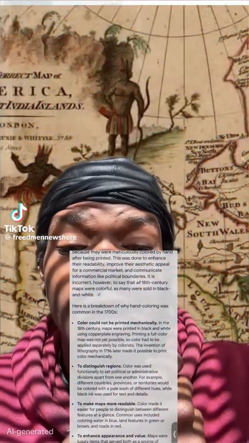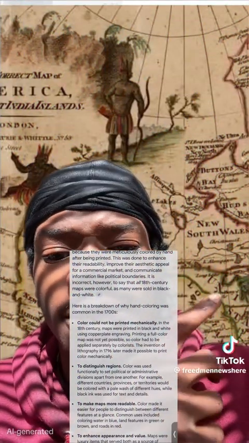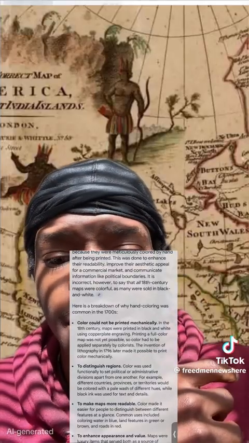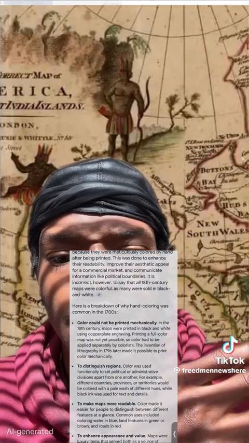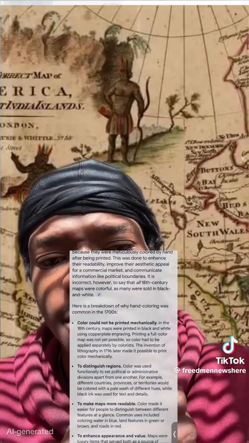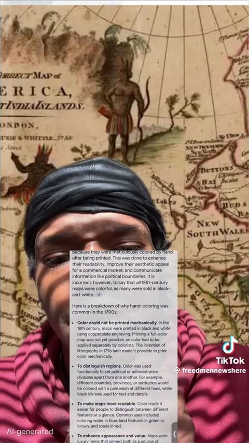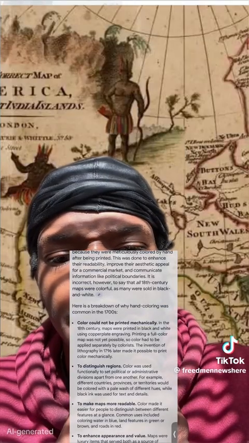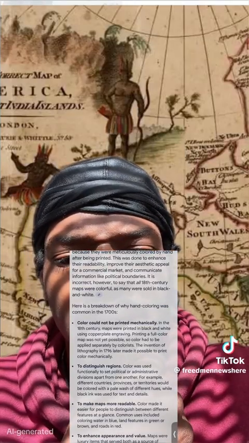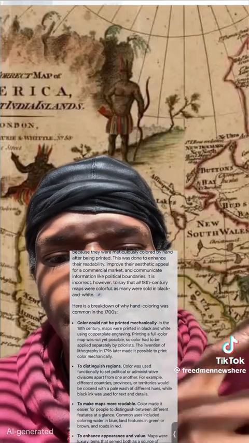Picking back up off the last video, now breaking down the boundary lines of the East and the West Indies in chronological order. Why do you have these colorful maps as an example of the 1700s? Well, this was done to enhance the readability and improve their artistic appeal for commercial marketing, and to communicate information like political boundaries.